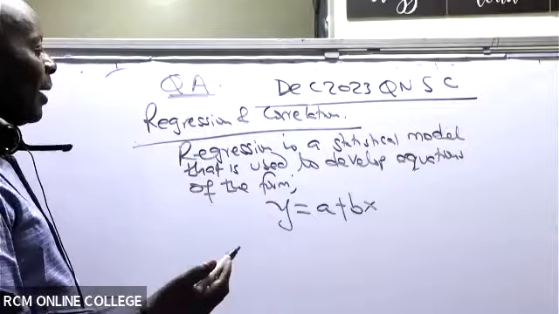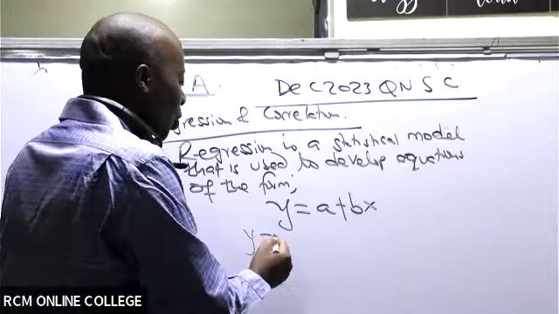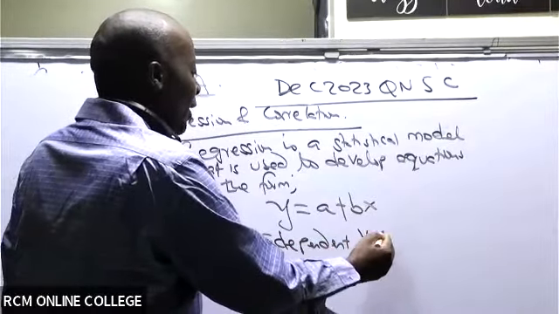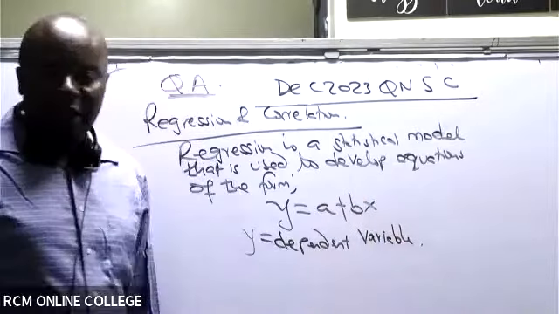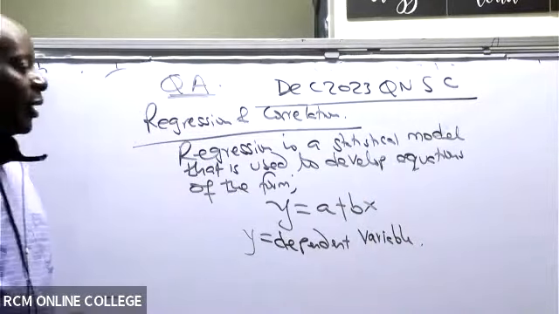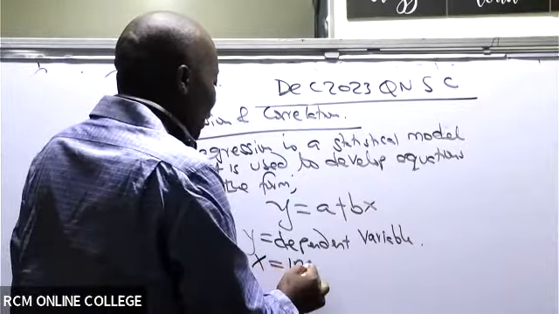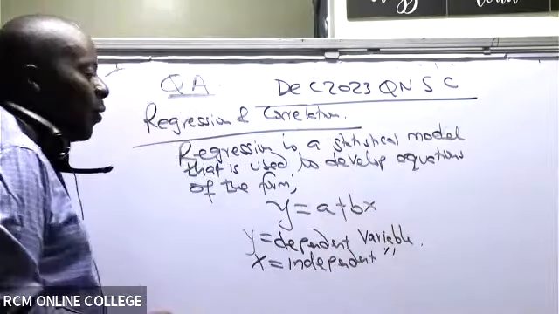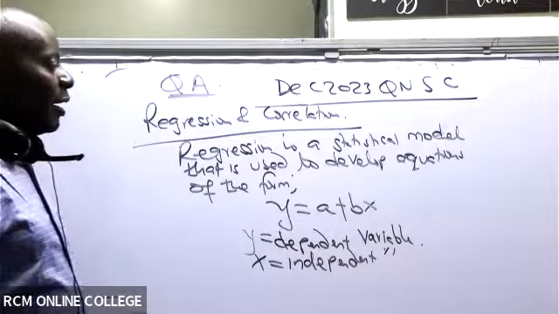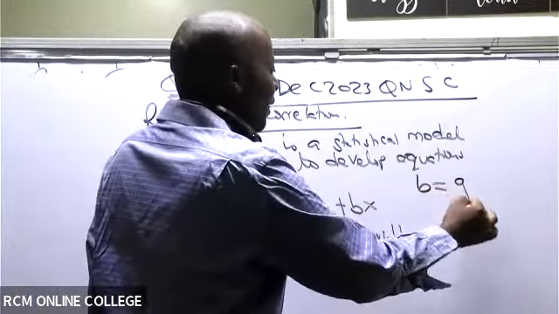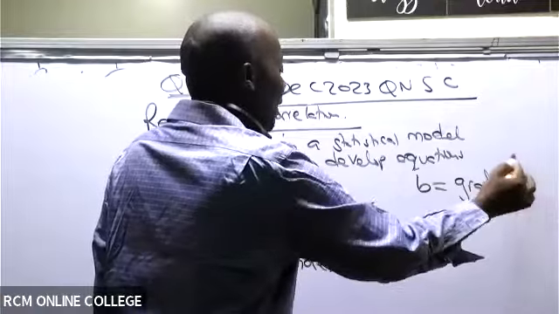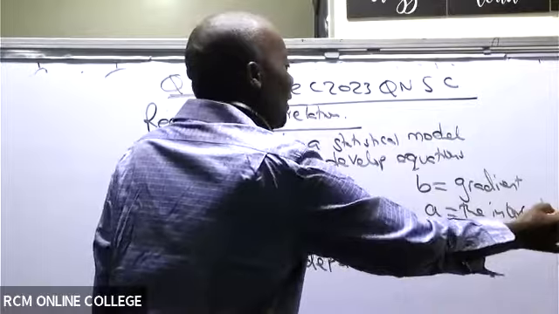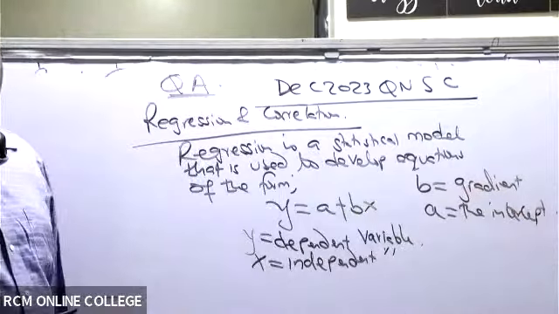All right. And then remember that this y is what we call the dependent variable. Then we have x. X is what we call the independent variable. Then we have b. B is the gradient. And a is the intercept. A is the y-intercept, or just the intercept.